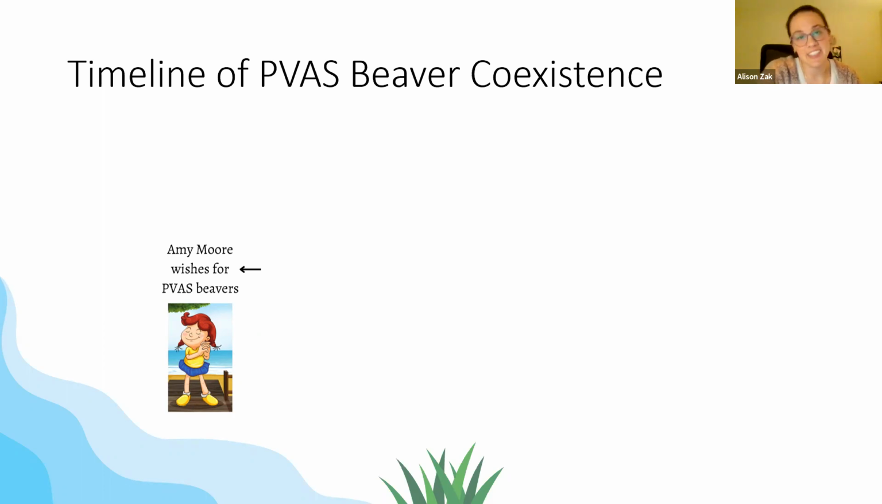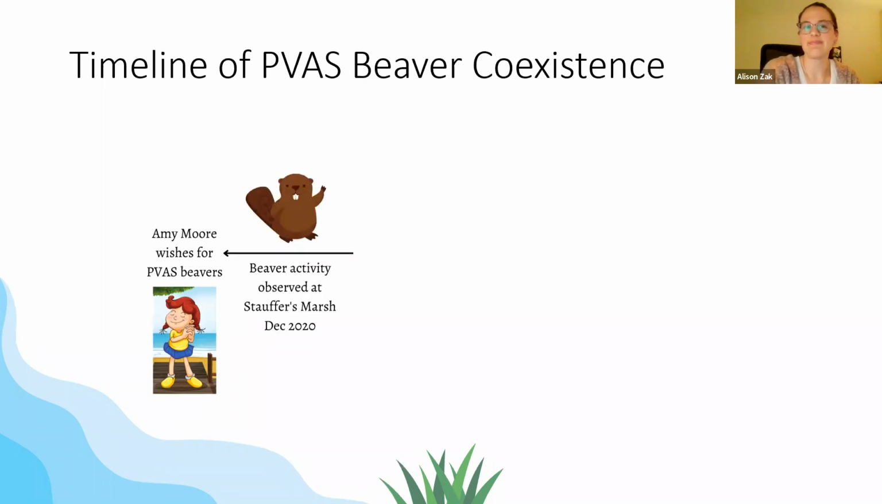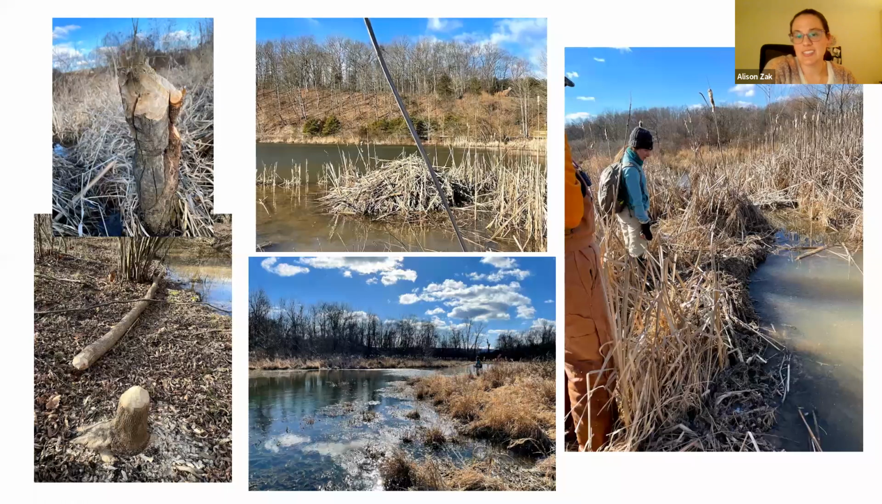I was working at the Clifton Institute, which is in Warrenton, Virginia, and there were beavers there, and Amy was just wishing that there were beavers. And then in December of 2020, Amy contacted me, very excited to tell me that there were beavers at Stouffer's Marsh. And that was very exciting. These are some photos. So immediately, Casey, Amy, and I went out to Stouffer's Marsh and started to investigate what the beavers were up to.